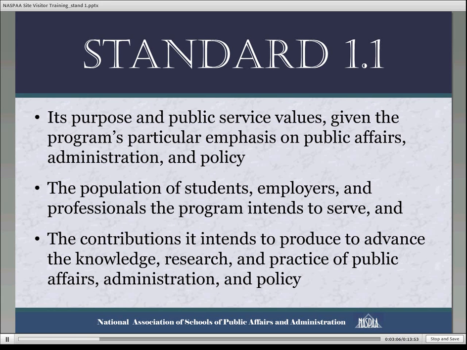Is it public affairs administration? Is it a public policy program? Who is it serving? Is it serving primarily city and county government, state government, regional government? Is its emphasis national in terms of where it draws its students from and where it will place its alumni? Is it international? So how does it see itself? And that would also potentially include who it sees as its competitors in the particular population that it's trying to serve. And again, the population is students and employers, because it's a professional program.